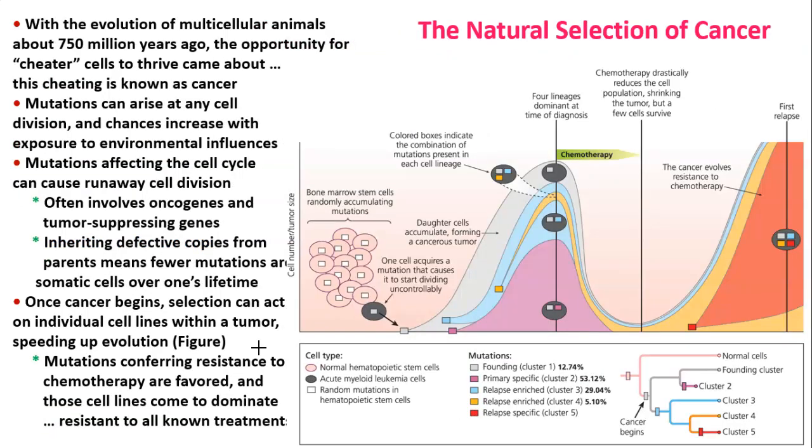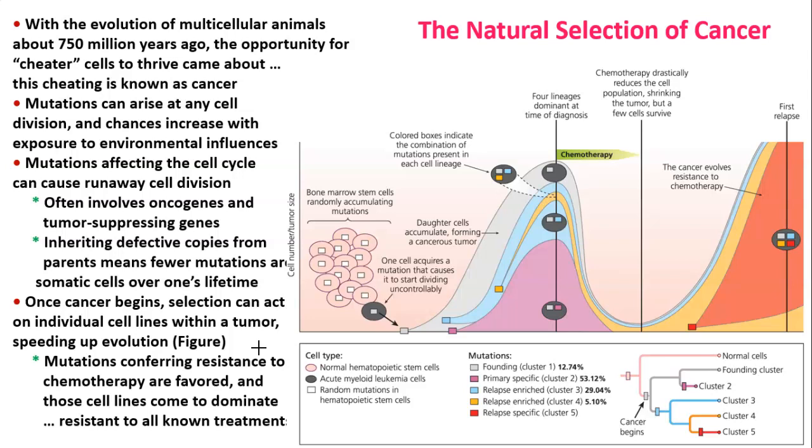So let's take a look at the natural selection of cancer here, with cancer, of course, being one of those diseases that has become more common arising in older age. We're multicellular creatures, and animals evolved perhaps about 750 million years ago, going from our unicellular protists to multicellular animals. And of course, with multicellularity comes lots of cell divisions, lots of cooperation amongst cells for, quote, doing the right thing, cooperating in this multicellular environment. And so the opportunity for cheater cells to thrive came about. Remember our cheater cells when we dealt with the plasmodial slime mold in an earlier chapter.